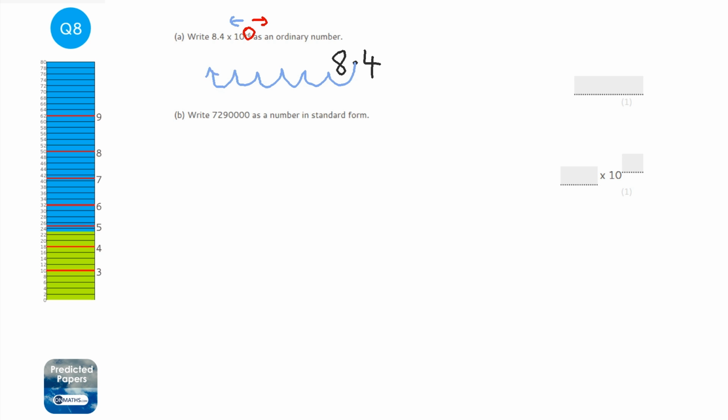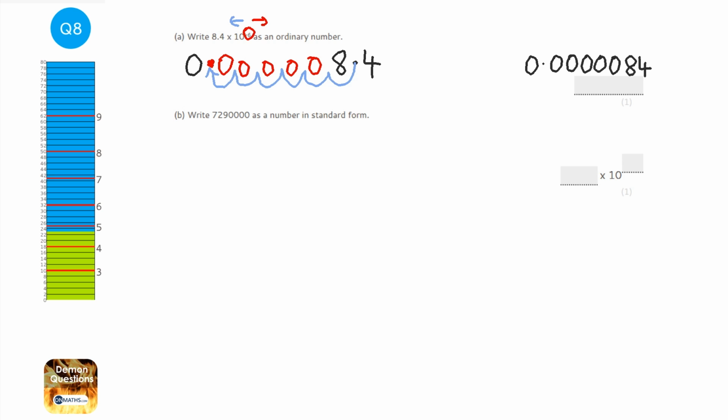So the decimal point will now be here, and you fill in all of the jumps with zeros. So one of the jumps is used by the 8, but all the other ones we fill in with zeros. And whenever you've got just a decimal point, you need to have something before it, so we put a 0 before it. So the answer will be 0.00000084. That would be the answer. So let's just count. There's 5 zeros and 5 zeros.